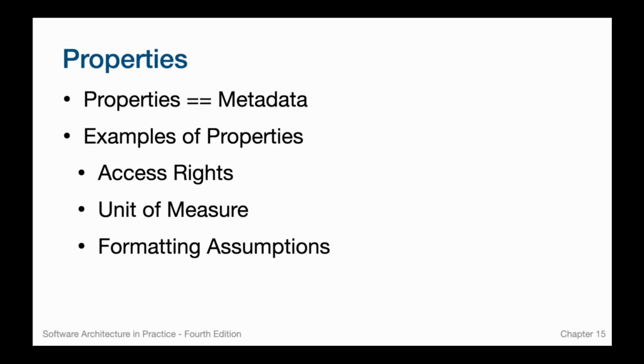Properties. In addition to the data that's transferred by the operation and the event, there's an important aspect of an interface, which is the metadata. This could be things like access rights, it could be units of measure, it could be formatting assumptions, and another name for this metadata is properties.